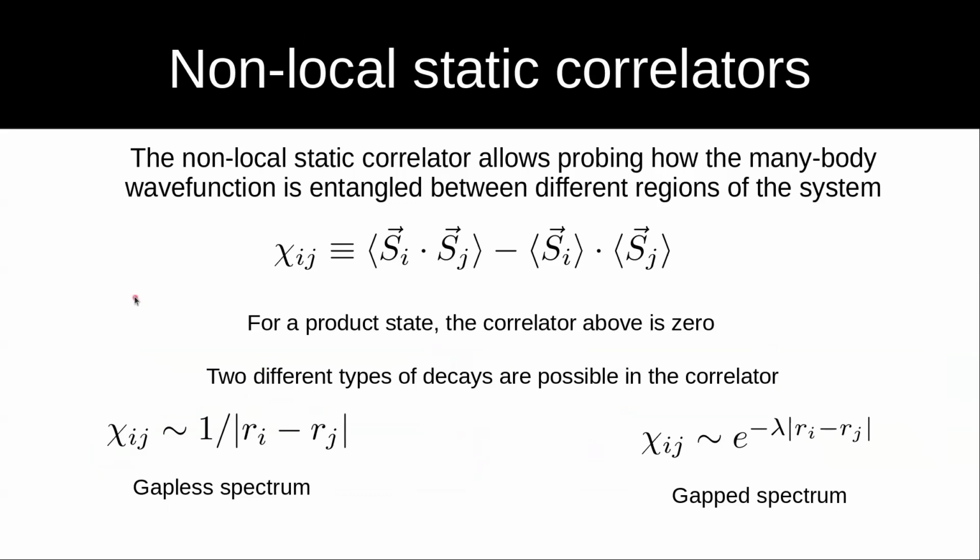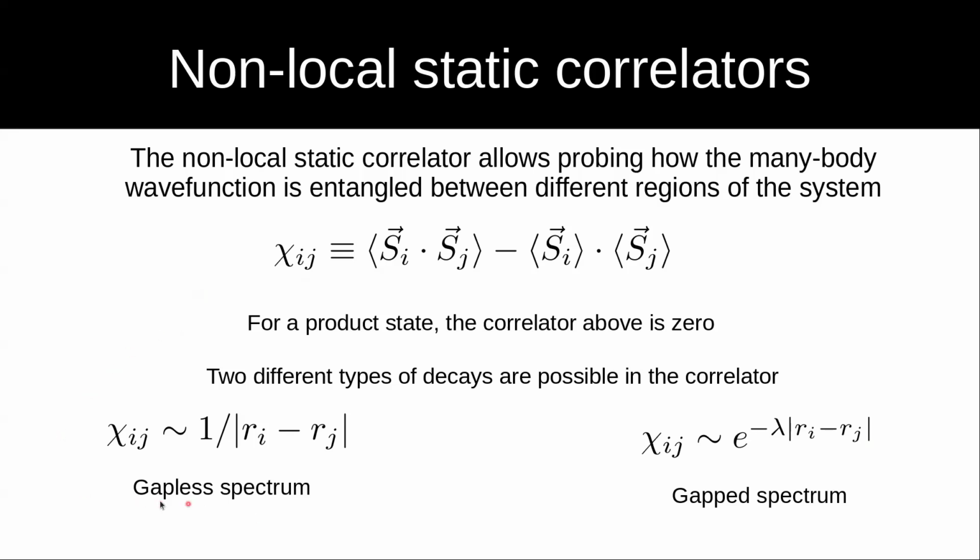A relatively easy way of knowing if a system has a gap or if it is gapless is by computing the non-local static correlator. So the non-local static correlator is effectively telling you what is the response of a system at site J if you put a perturbation at site I. So if you think about it from the Kubo point of view, this is what you would get from linear response theory to a local magnetic field at site I if you measure at site J. Now, you can actually think that gapless and gapped systems have completely different responses in terms of this non-local correlator.